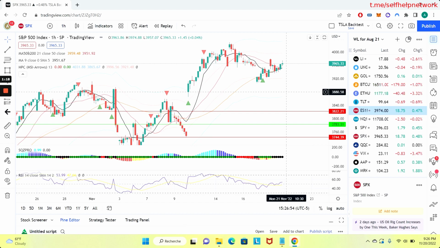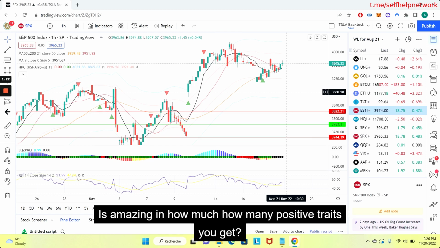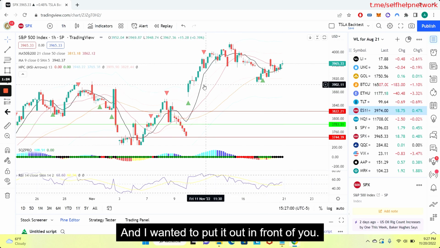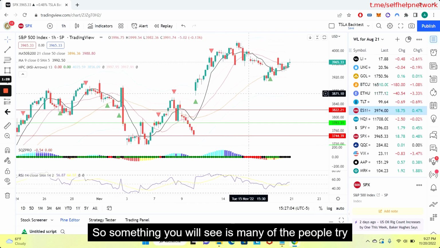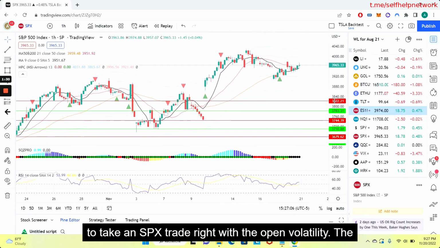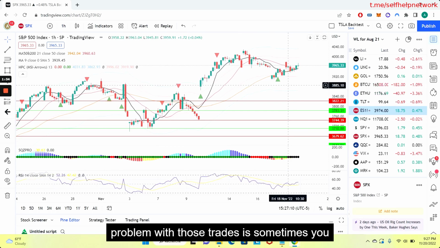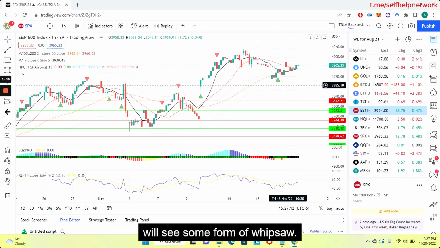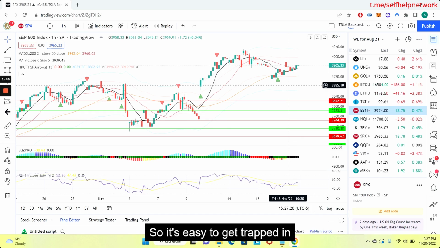This pattern is amazing in how many positive trades you get, and I wanted to put it out in front of you all. So something you will see is many of the people try to take an SPX trade right with the open volatility. The problem with those trades is sometimes you will see some form of whipsaw, or the premiums are going to be too high just because the market opening is volatile. So it's easy to get trapped in that.